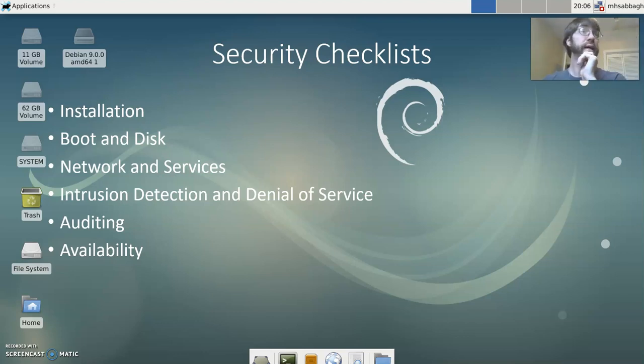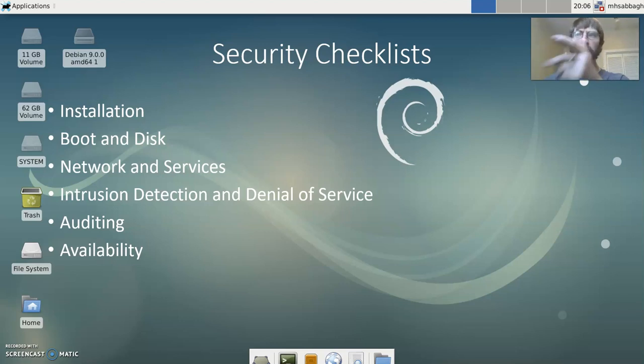Intrusion detection and denial of service. If you're providing servers, there should be a firewall between that server and the rest of the world. Also, how do you prevent denial of service attacks? How do you recover from them? How do you detect that they're happening and respond to it before that DoS attack melts your server?